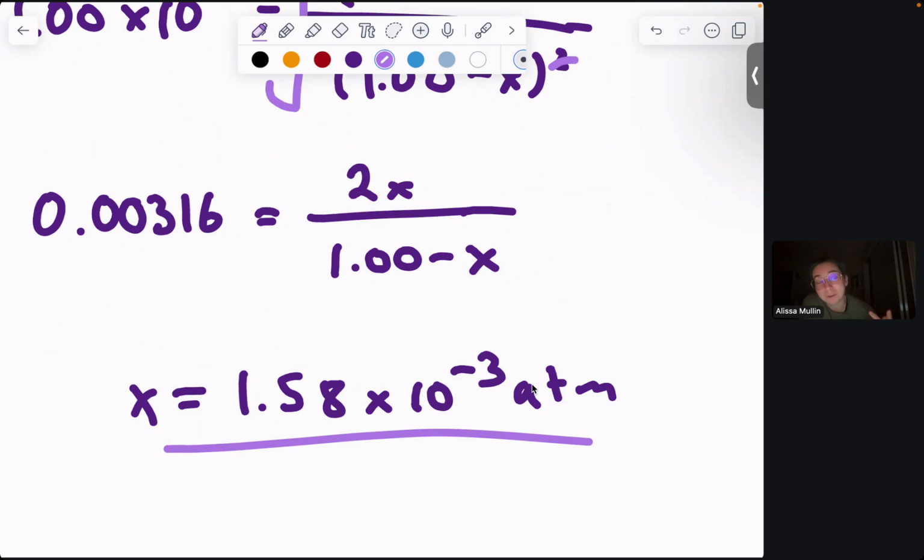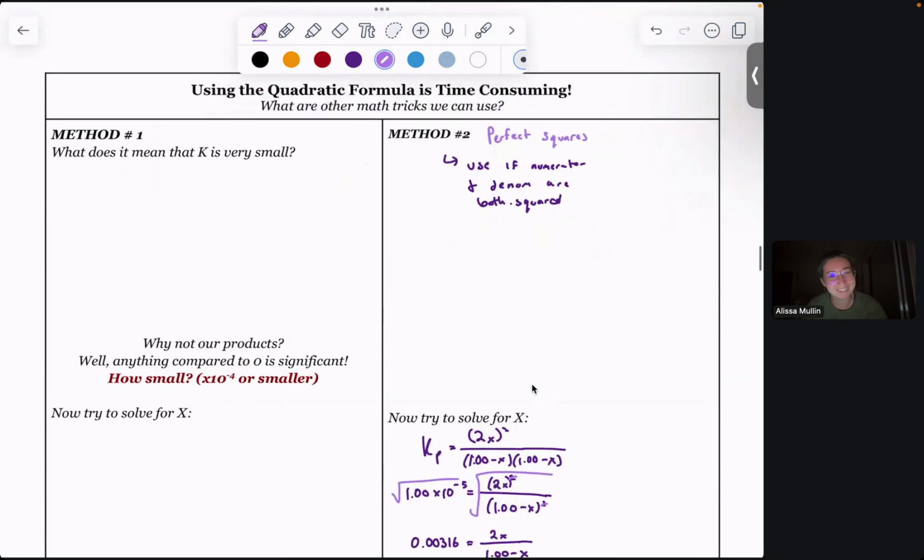But sometimes they're not perfect squares. So what is the trick to making these work and getting yourself out of setting up a quadratic? Some of you are not going to like this. I didn't like it. I don't like it either, but it's something we do.